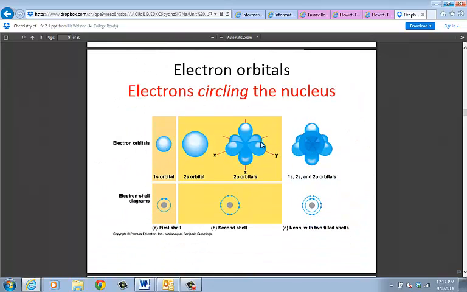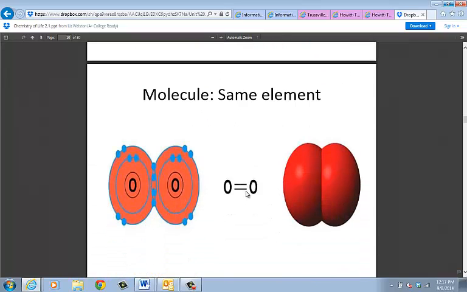All right. This is just showing you the orbitals, how the electrons circle the nucleus. We're not going to really go into a whole lot with the shapes of the electrons, just so you see what those end up looking like. So once you have the second shell and how those end up looking the same.